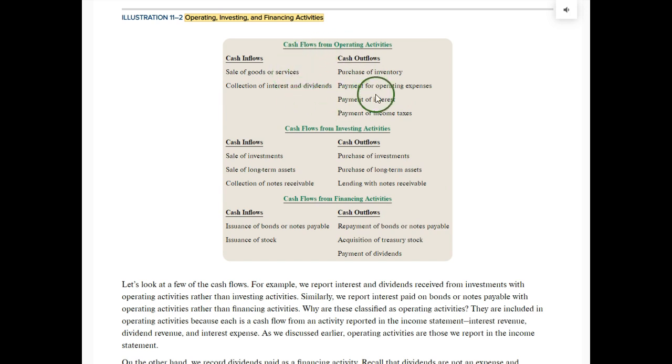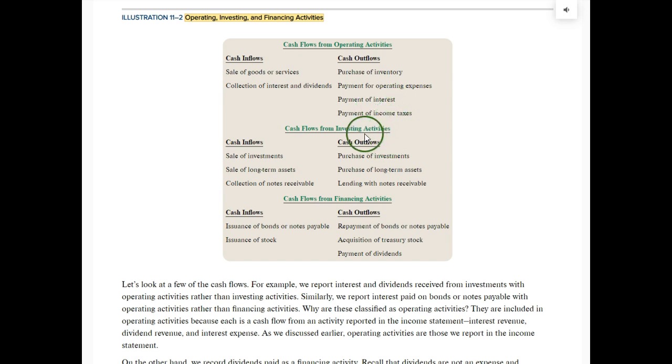So here's a little bit more about these three areas. First of all, operating. Cash inflows will come from the sale of goods or services to customers and clients. Also collecting any interest and dividends, as income, as revenue. Cash outflows in this area include inventory, all of your various operating expenses, paying interest and paying taxes.